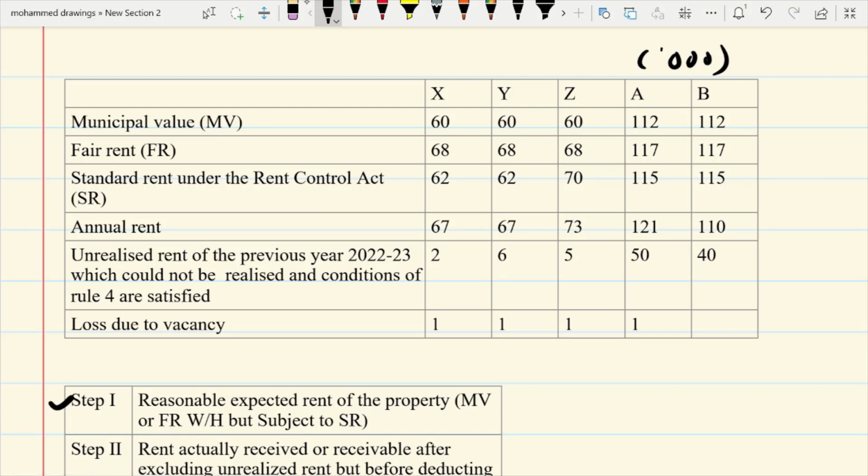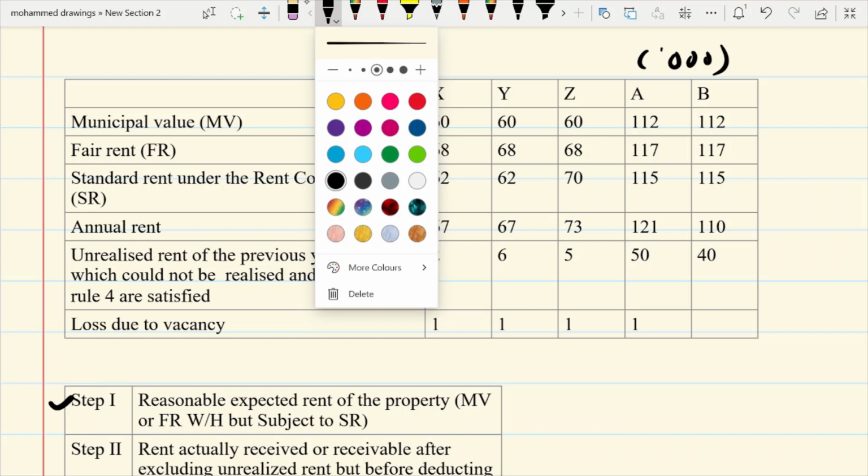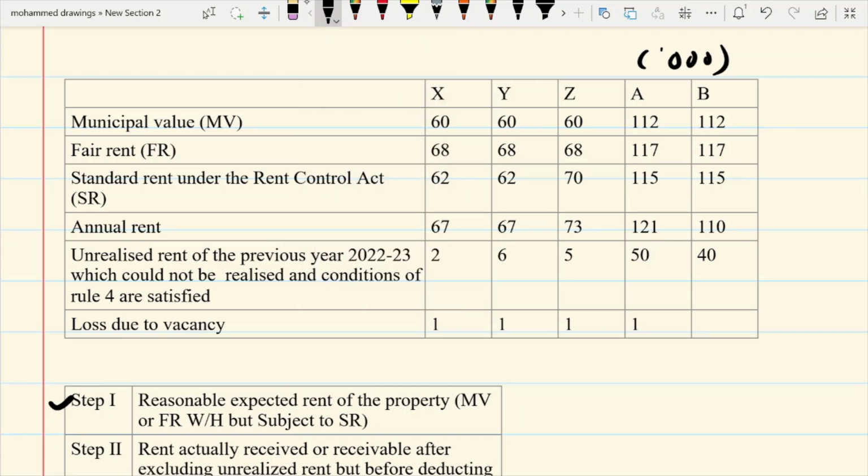What is reasonable expected rent? It means MV or FR, whichever is higher, but subject to SR. From these two values you have to consider the higher one. The higher one is 68. Now it is subject to SR, meaning your value should not be more than SR, so you take whichever is lower. Between 68 and 62, the lower is 62.